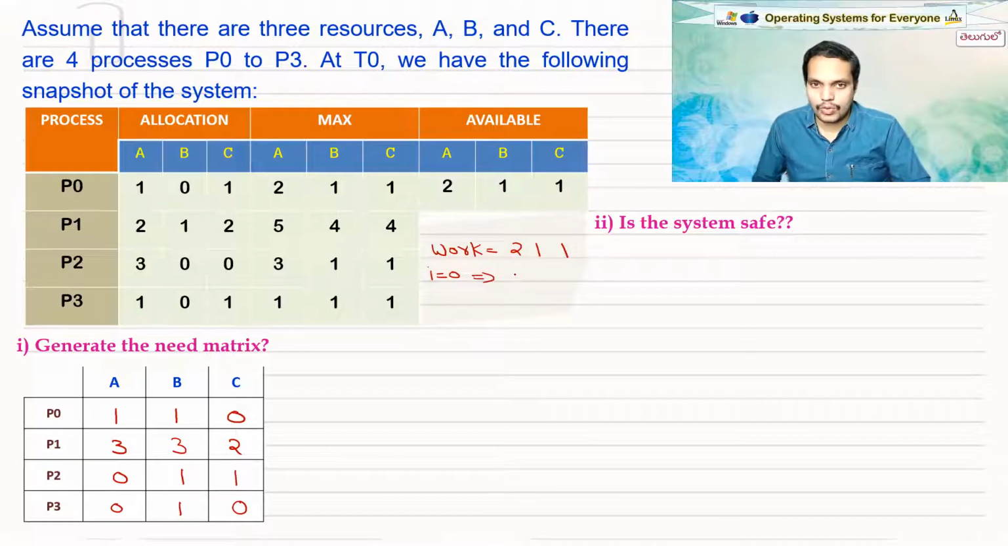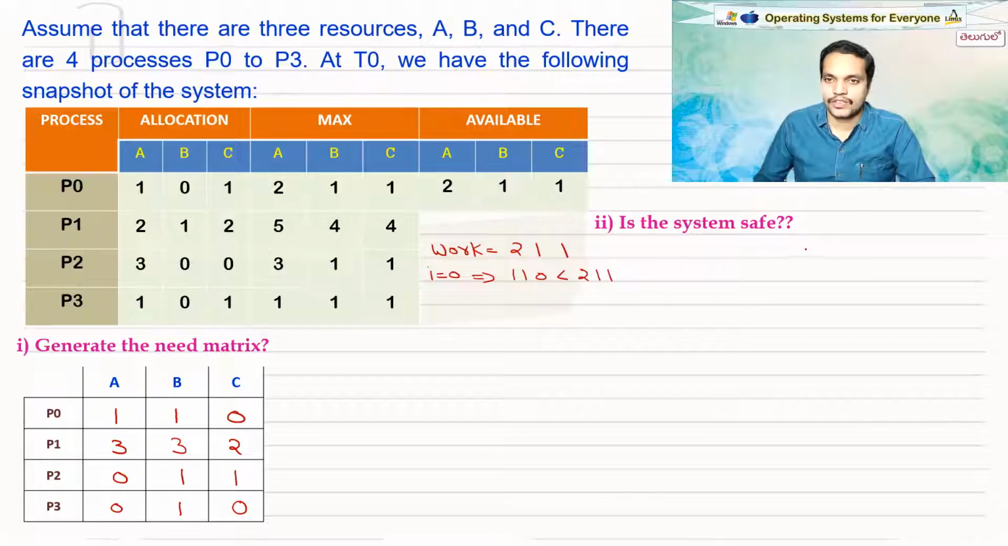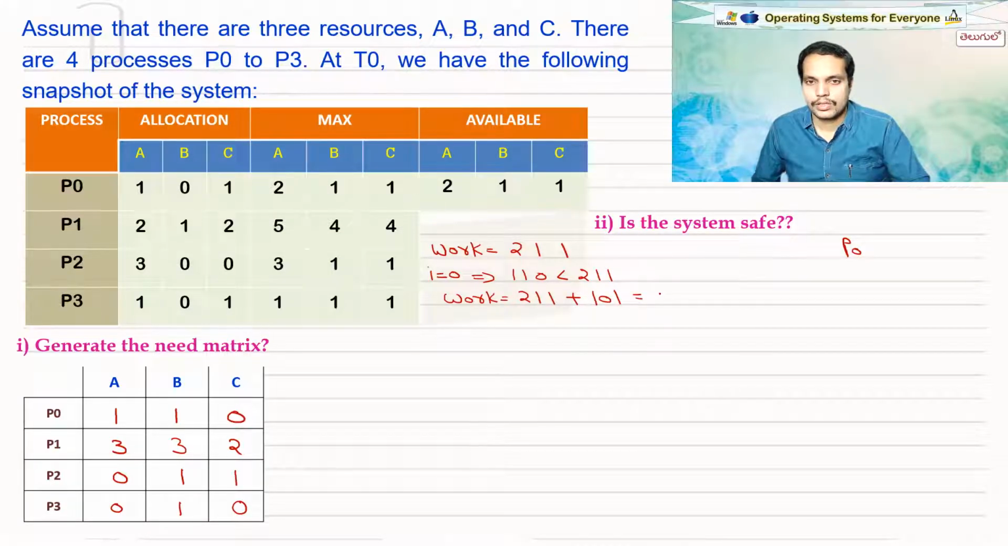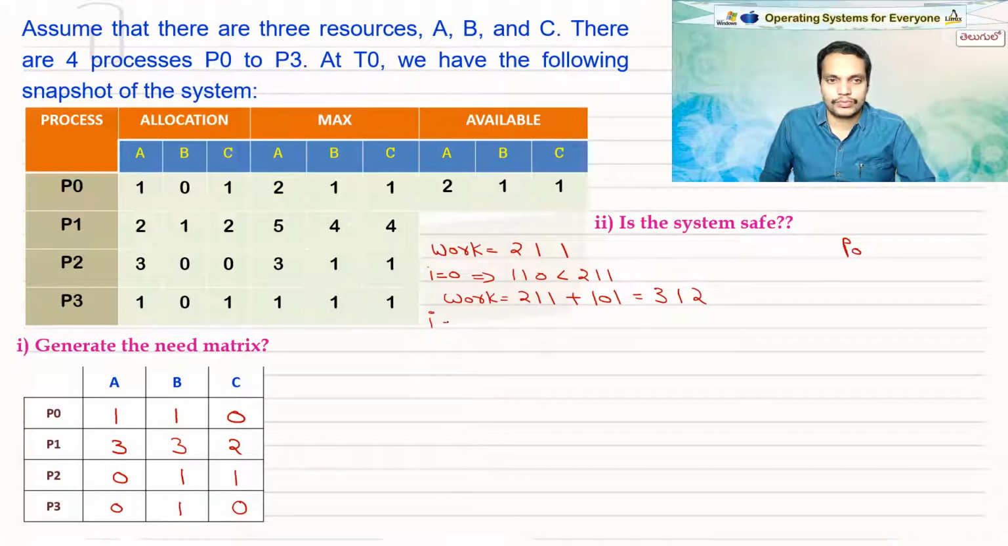So because 1, 1, 0 is less than 2, 1, 1, P0 will be added to the safe sequence. I'm writing down the sequence here. First comes P0. So now the work will be 2, 1, 1 plus the allocation of P0, 1, 0, 1, which equals 3, 1, 2. Let me check for I is equal to 1. Here the need is 3, 3, 2, which is greater than 3, 1, 2. So P1 cannot be added.